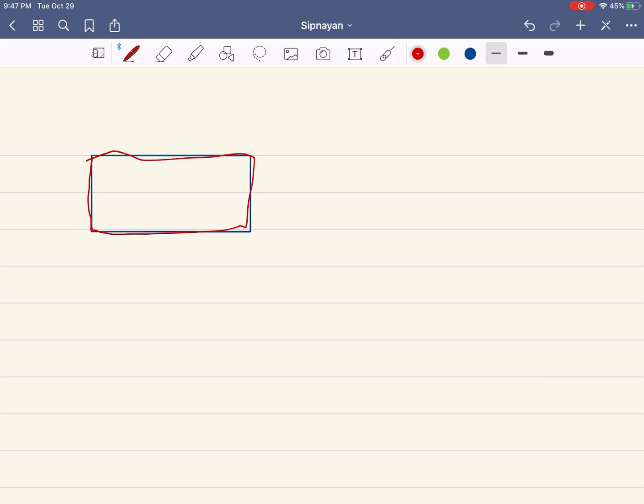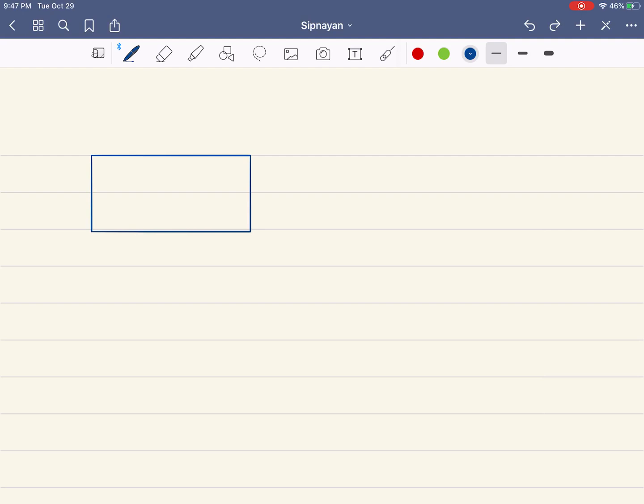Pasensya na kayo, hindi ko siya madrawing ng straight. So, ano yung distance? Syempre, malalaman natin yan kasi alam naman natin yung properties ng rectangle. One of the properties ay ang opposite sides niya ay pareho ng sukat. So, the opposite sides have the same length.